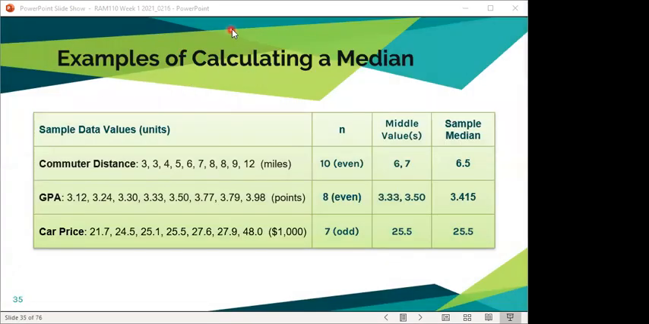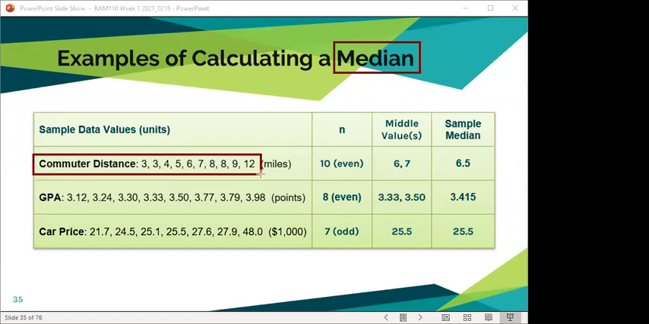Here's an example of calculating a median. So let's get into this calculation. Again, this is the median. So we're moving from mean to median. Same data, commuter distance. There are 10 values. That's an even number. So 10 is an even number.